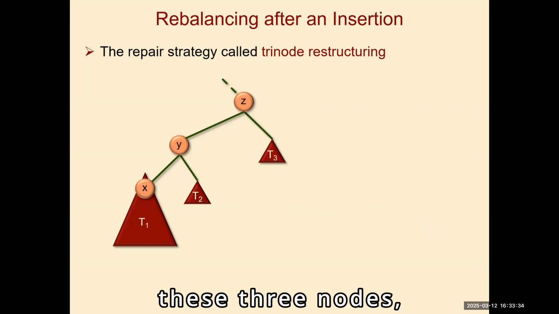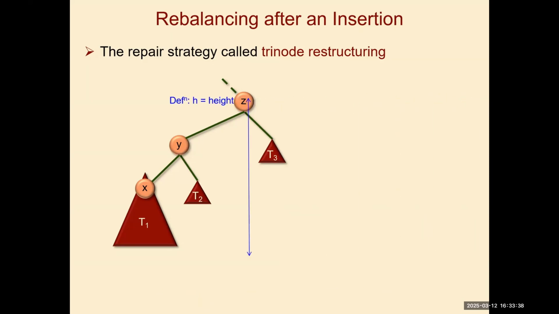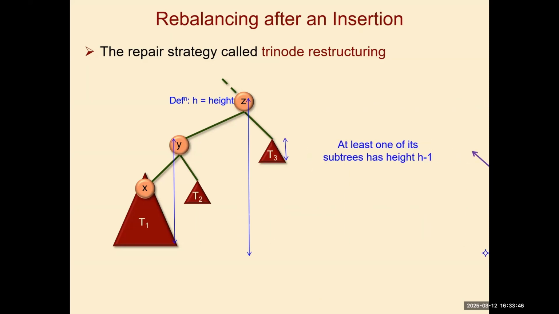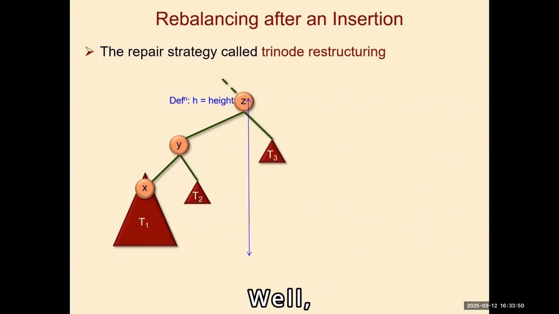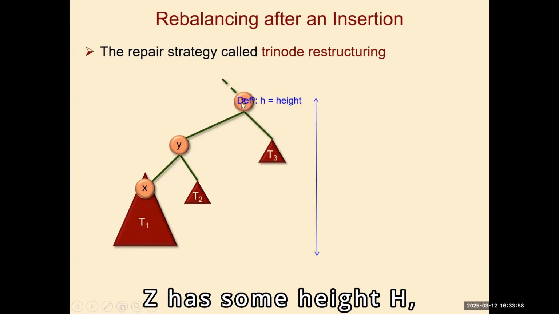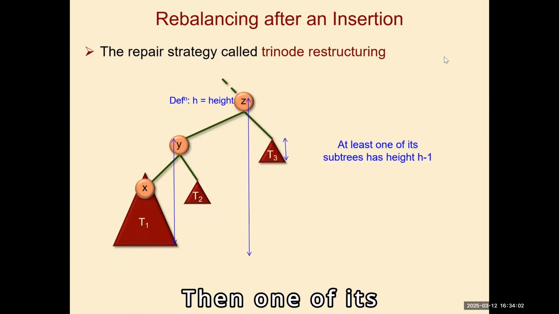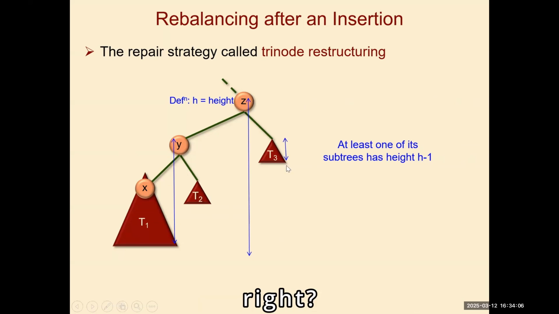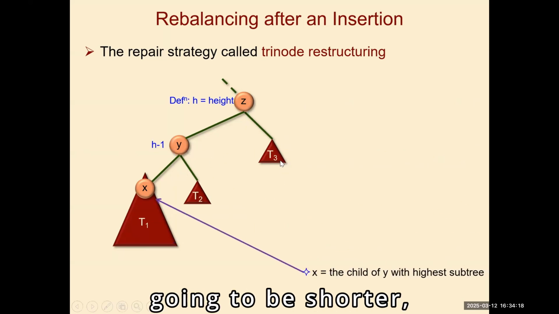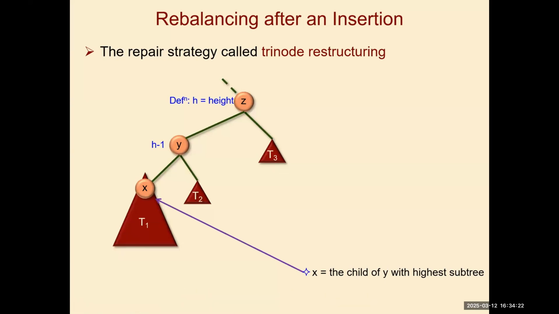So if we have these 3 nodes, X, Y, and Z, then, I'm trying to think, not doing 2 rotations, but just do it, right? So here, what do we know about these? Well, if Z has some height h, then one of its children has h minus 1, because it's 1 shorter, and then another child, this one's the tallest, so it's going to have h minus 1, while this one's going to be shorter. It's going to be h minus 3, I guess, right? Everybody good? Because these are the tallest, so those are the heights, right?